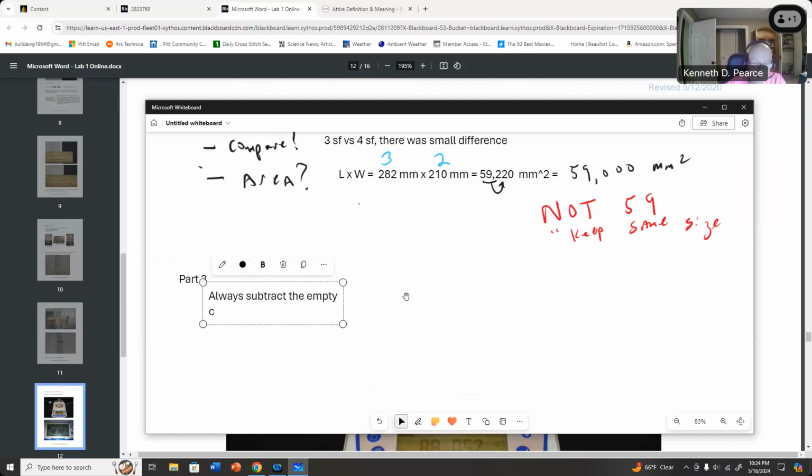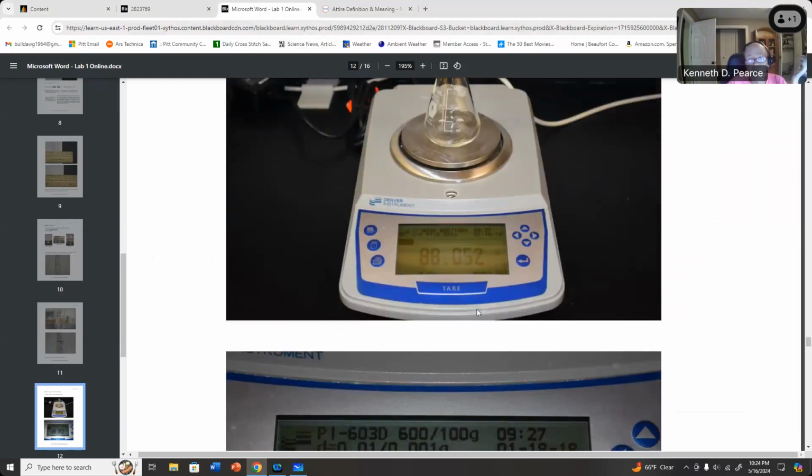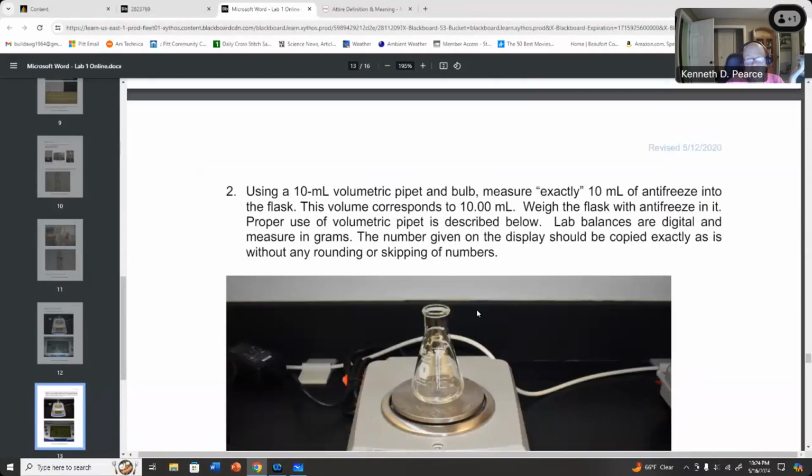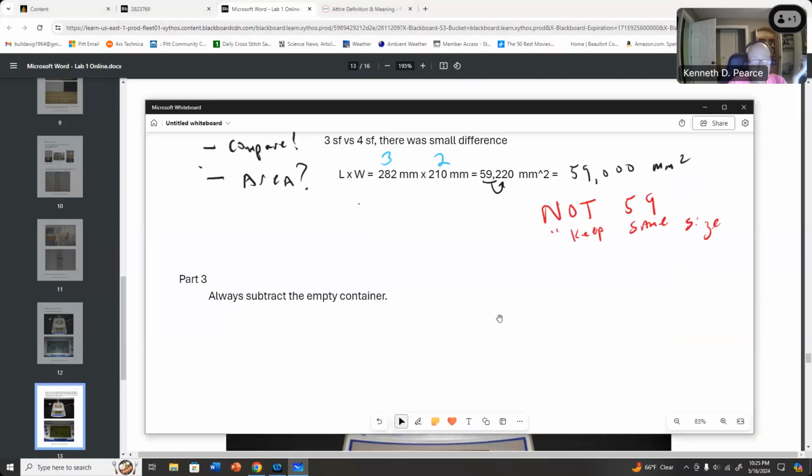Now, why would we want to do that? Well, we are measuring the density of the antifreeze, not the density of the container. So we need that empty weight. Now, when we add, there it is, still 88.052, and then we're going to add 10.00 milliliters. This is another important point here, and it is the volume.